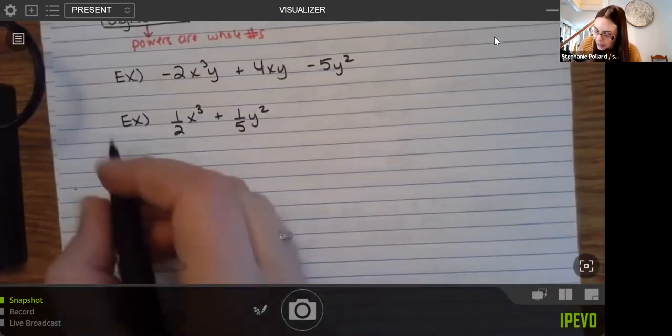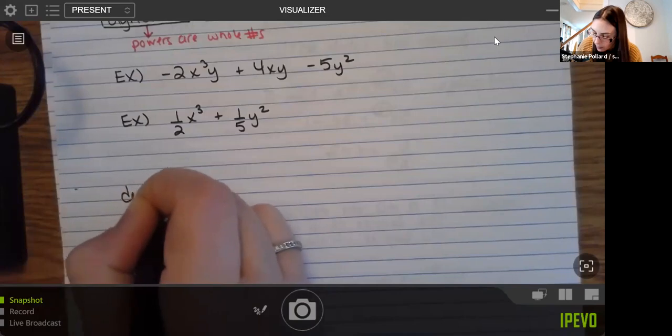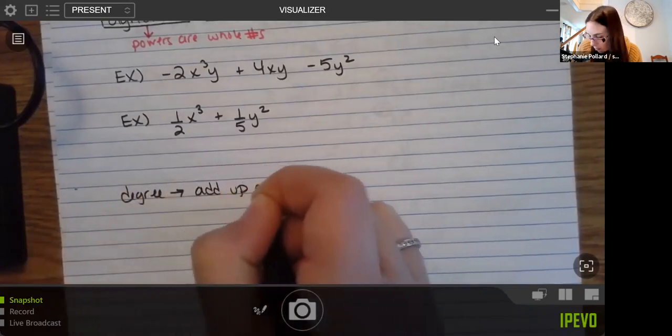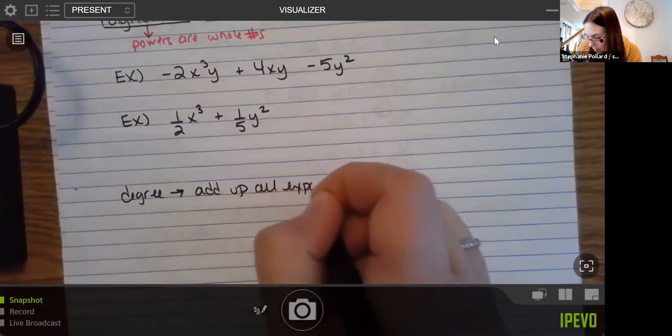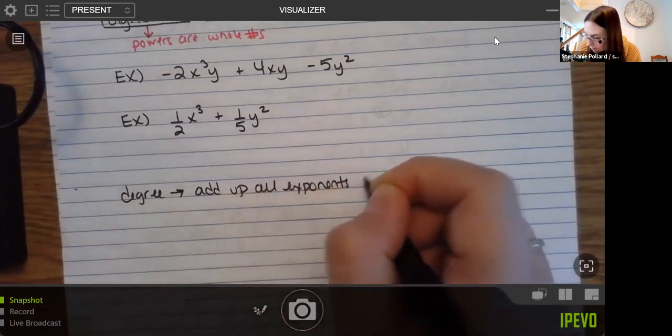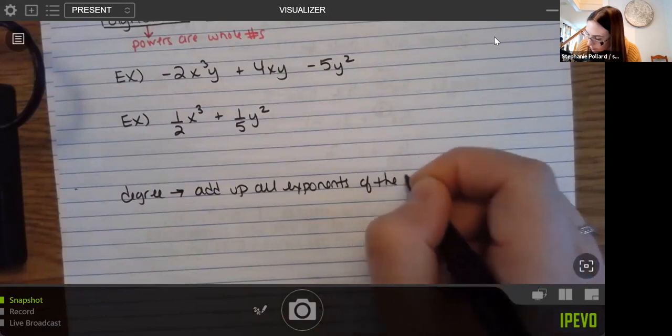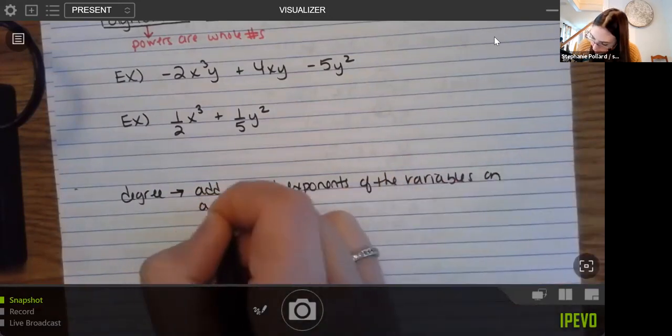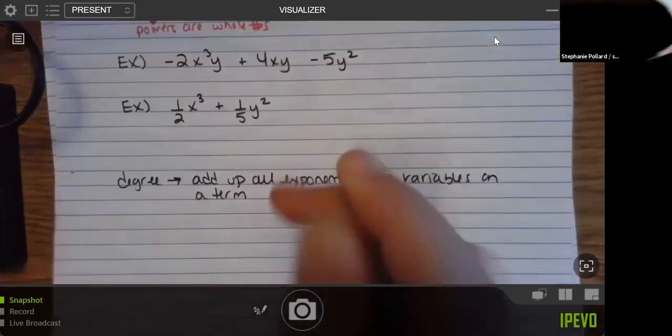Now, when you're finding degree here, you actually add up all exponents of the variables on a term to get the degree.